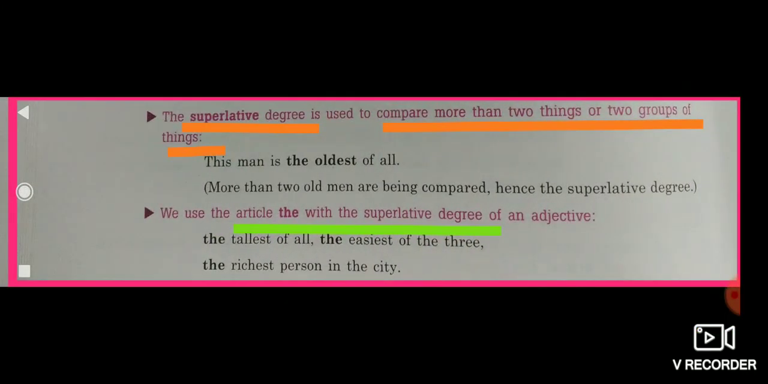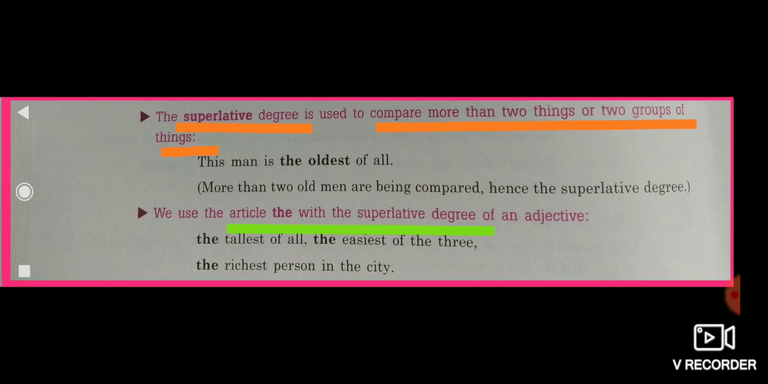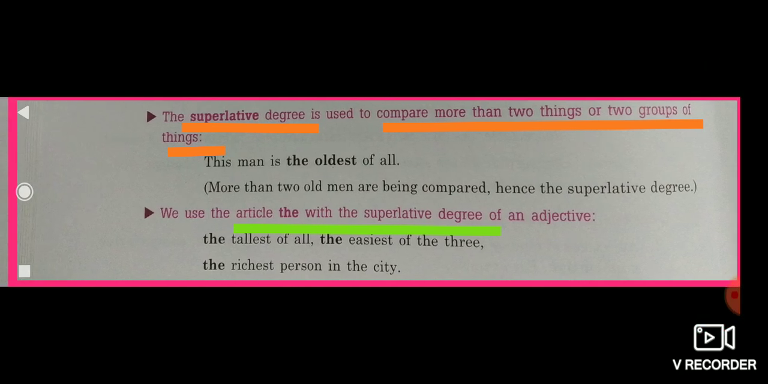Next is superlative degree. Superlative degree is used to compare more than two things or two groups of things. This man is the oldest of all. Here more than two old men are being compared, hence a superlative degree is used. And the rule regarding superlative degree is that we always use article the with the superlative degrees of an adjective. Like he is the best. Here best is superlative degree and we are using article the before it, and it is a rule which you have to remember while using superlative degree.